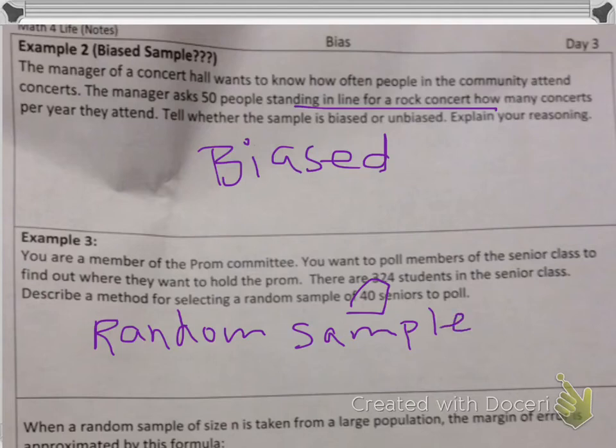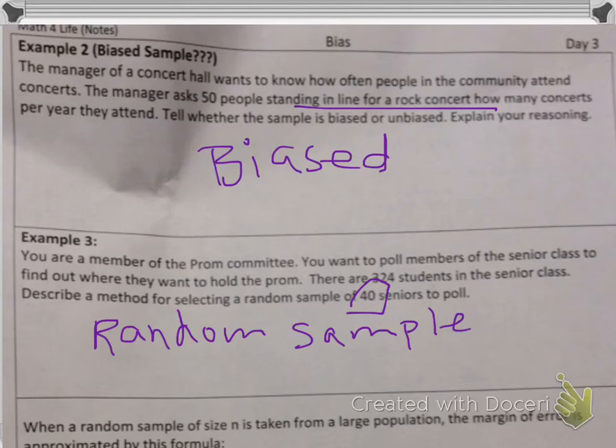We could put all 324 kids' names in a hat and pull them out until we had 40. That would be a random sample of the seniors. We could also put their names in a computer program and have a random number generator pull out 40 of their names.